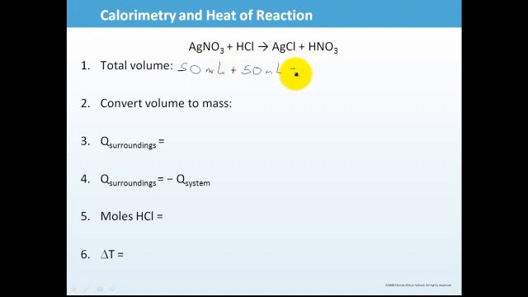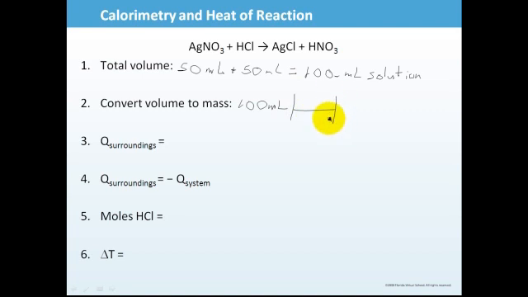So total volume, of course, going to be 100 milliliters of solution. Remember, this is an aqueous solution, so it's in water. Now, because it's in water, we can go to that second step, converting the volume to mass. Remember, we do that by using the density of water.